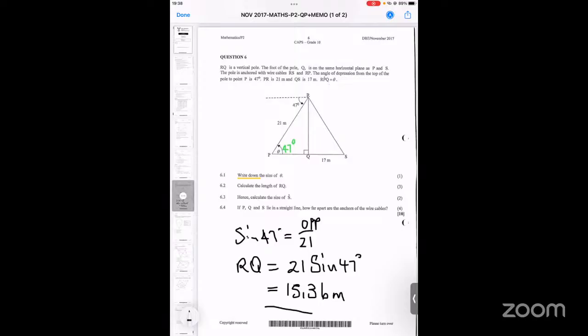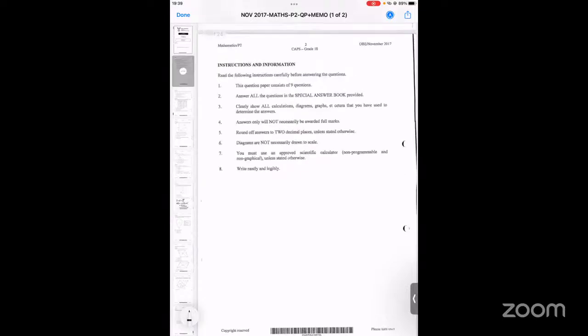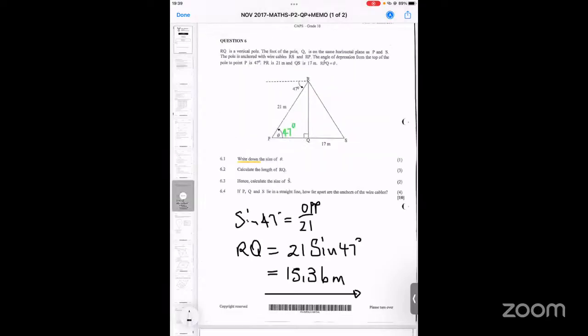Yes. Rather round it to 2 decimal places if it is not stated. You might find that somewhere there, where they state to round off to 2 decimal places unless otherwise stated. Makes sense? Yes, this should be the correct answer. Does it make sense to everyone else in terms of how you approach it? Yes, sir.